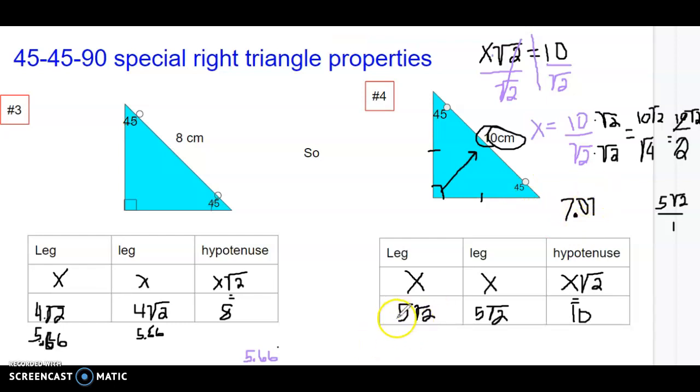And if you multiply 5 times the square root of 2, you will get 7.07. So 7.07 as a rounded number would be the value of x. So each leg is 7.07 centimeters.